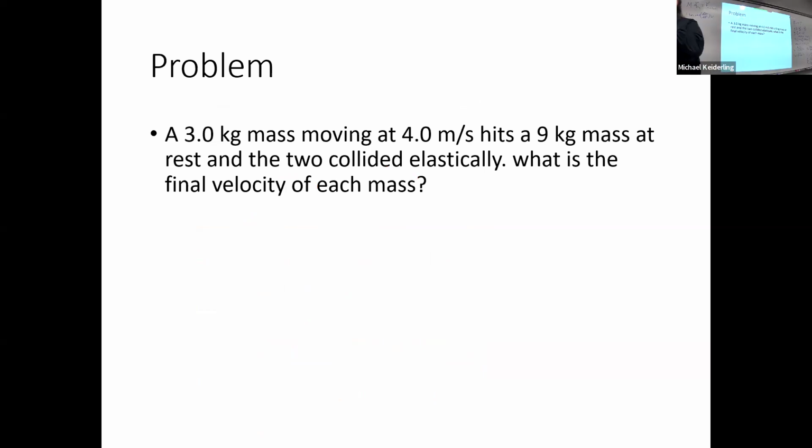Here we have a 3 kilogram mass moving at 4 meters per second. It's a 9 kilogram mass at rest, and the two collided elastically. So what is the final velocity of each mass?